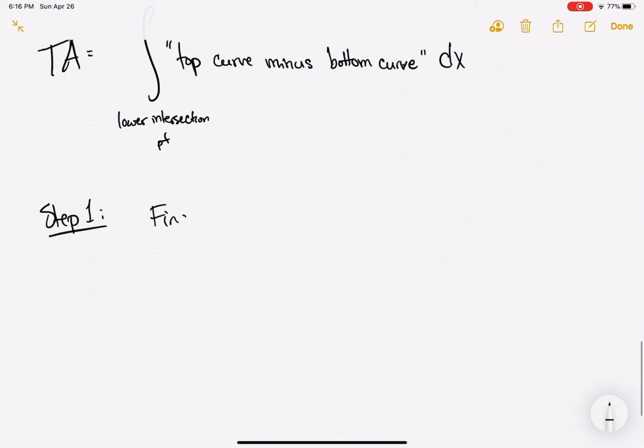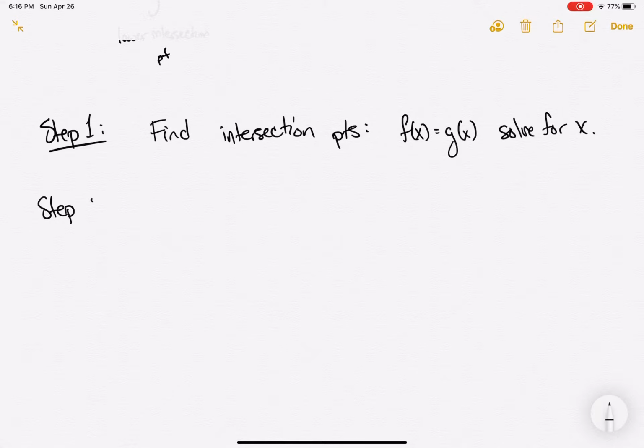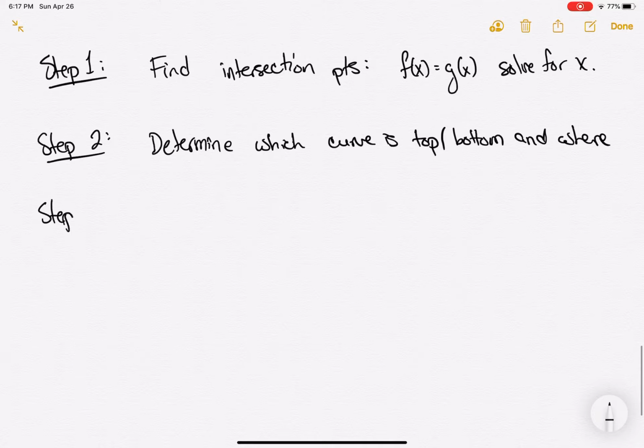And so our two steps: step 1 is find intersection points, which happen by doing f of x equals g of x, solve for x, and then step 2 is determine which curve is top versus bottom and where. I guess there are 3 steps then. So step 3 is evaluate the integral above.